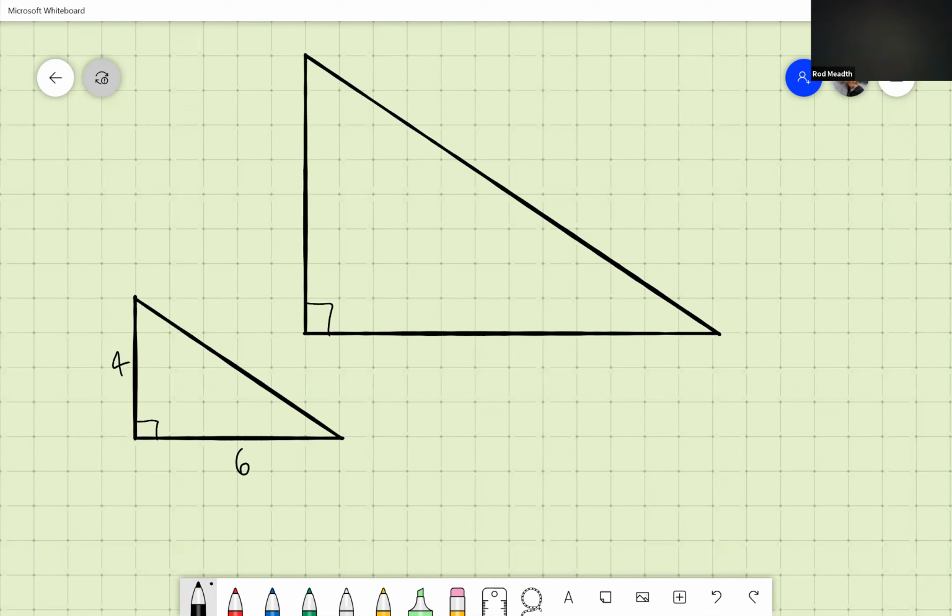There's the right angle. 8, 12. Now, because these two triangles have similar ratios of sides, that means the angles in those two triangles are also going to be the same. Like this angle here, whatever it is, is exactly the same as this angle here. This angle here must be the same as this angle here. These are what we call similar triangles, okay?